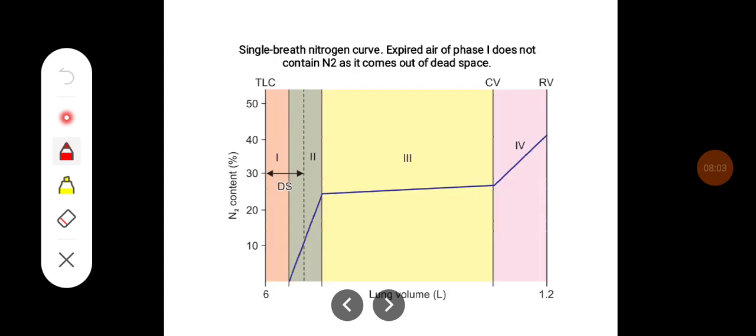So this is the plotted graph, which shows different phases: phase 1, phase 2, phase 3 and phase 4. Here the nitrogen levels with the lung volume are estimated. You can see the nitrogen levels gradually increase as the air is expired, then it plateaus, until it reaches the residual volume.